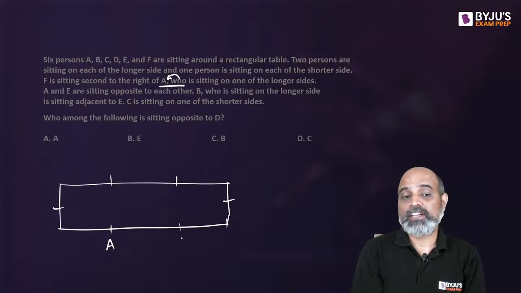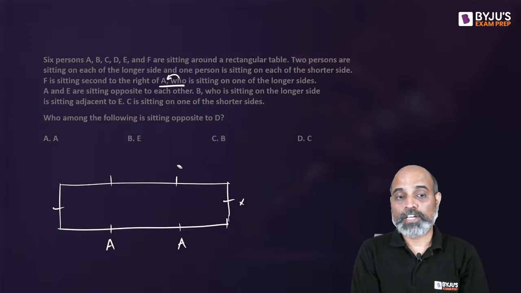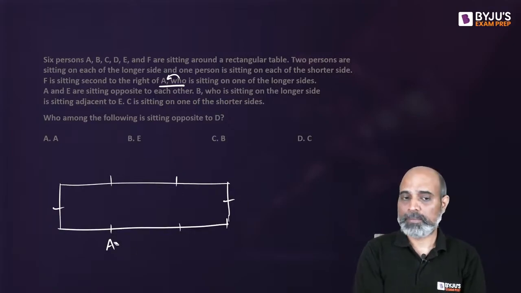A's second to the right will be here. And if A is sitting here, then second to the right will be here. So there are 2 possibilities right now. We don't know where to put. 2 cases will be made, let's ignore that for now.